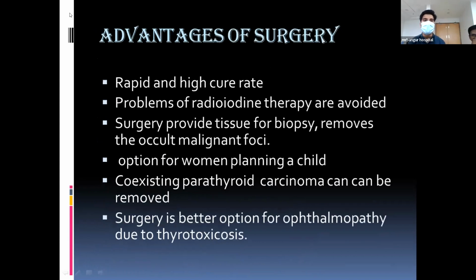Now, advantages of surgery. Surgery has a rapid and high cure rate. Problems of radioiodine therapy are avoided. Surgery provides tissue for biopsy and removes the occult malignant foci. And it is an option for women planning a child. Coexisting parathyroid carcinoma can be removed, and it is a better option for ophthalmopathy due to thyrotoxicosis.